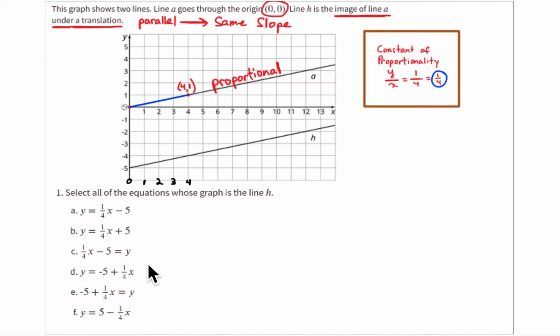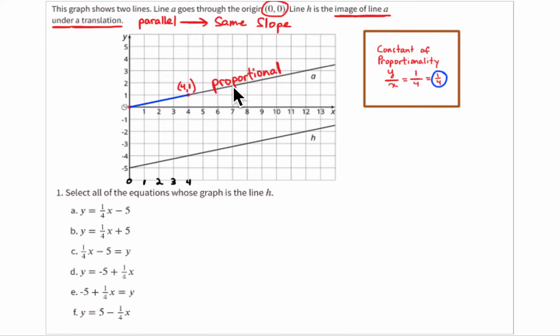So let's start out. Here's what they give you in the beginning. And they tell you that line A goes through 0, 0. So what that means is that line A is a graph of a proportional relationship. And that proportional relationship goes through point 4, 1. So the x value is 4, the x coordinate is 4, and the y coordinate is 1. And they tell you that the image of line A under translation is H. So H is a translation of line A.